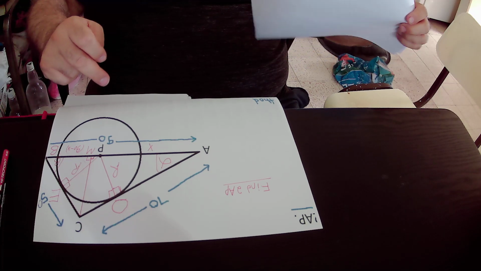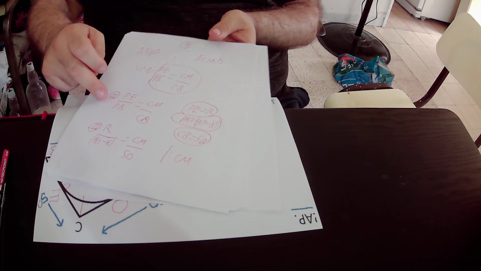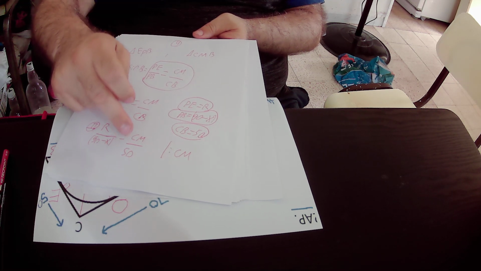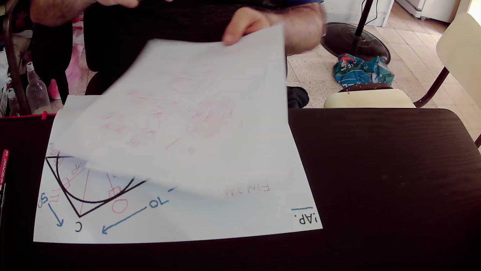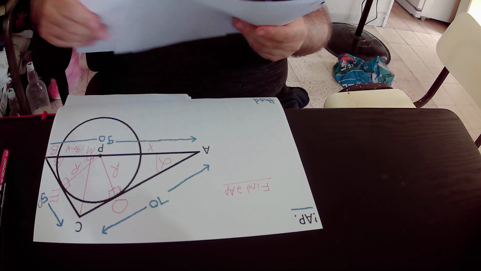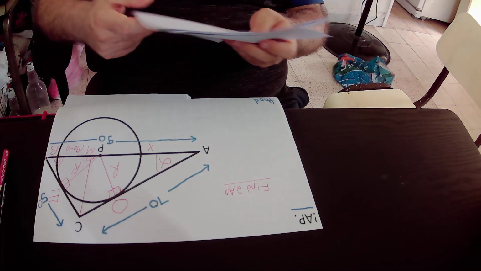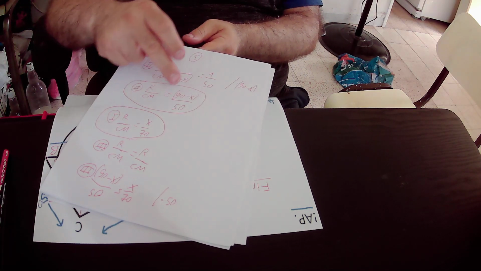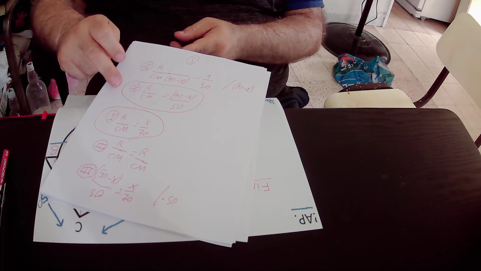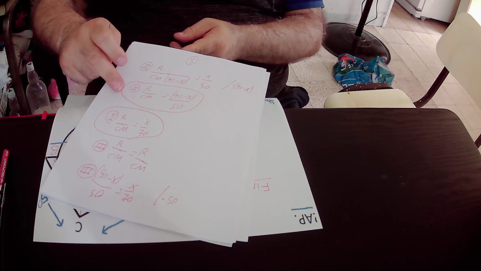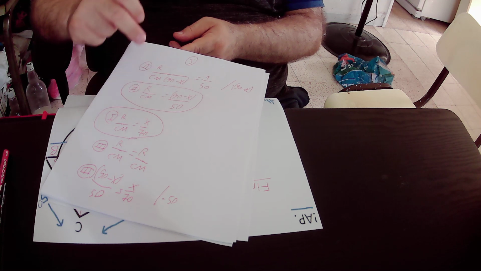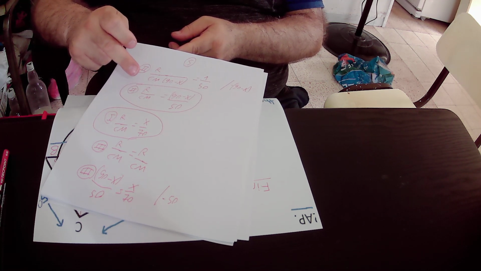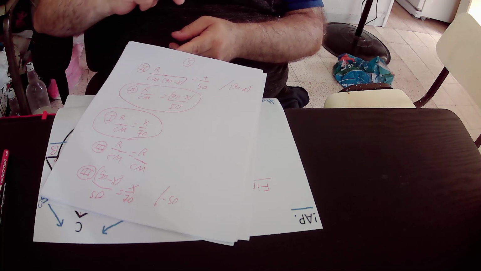So we can put this data in equation 2. We will get that R over 90 minus X equals CM over 50. And then we got the equation that R over CM equals 90 minus X over 50. But we know from equation 1 that R over CM equals X over 70. So we have in the second equation R over CM, and we have in the first equation R over CM.